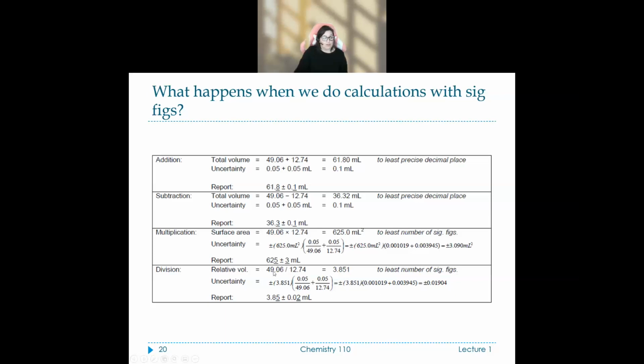Same thing is true when we do the division, all right? We get a 3.851, and we keep 4 significant digits because I have 4 here and 4 here.